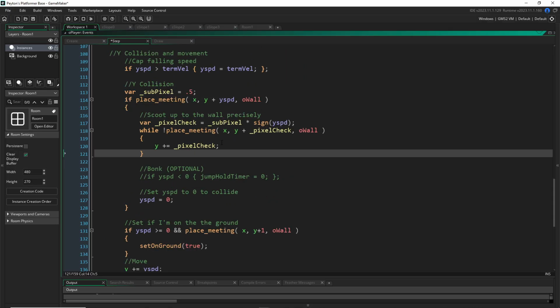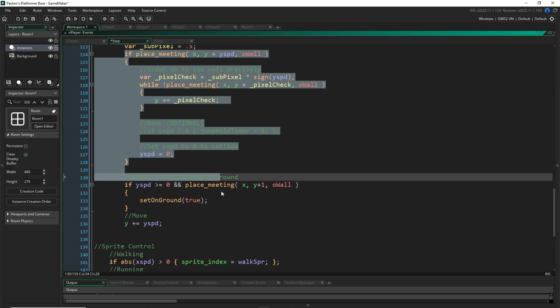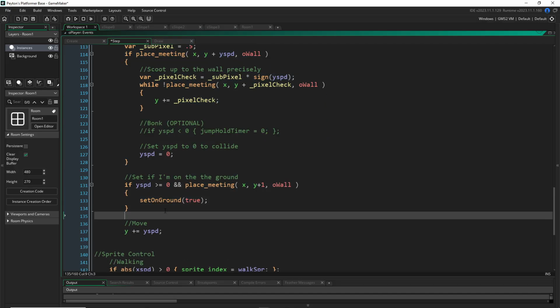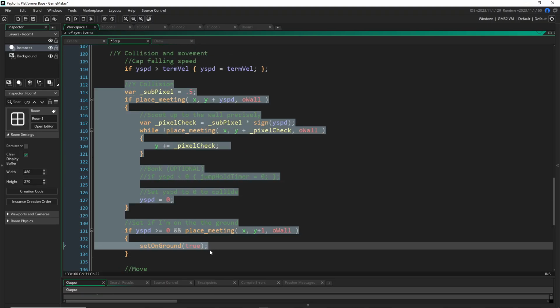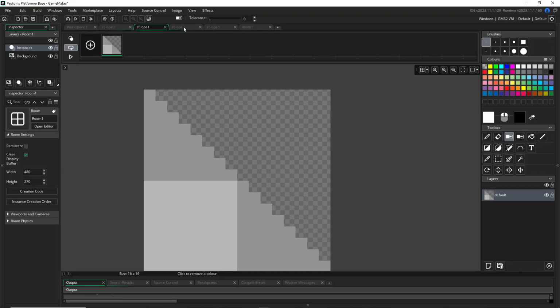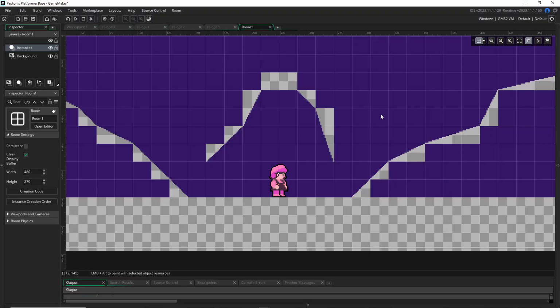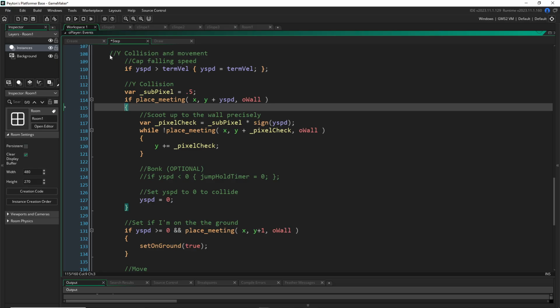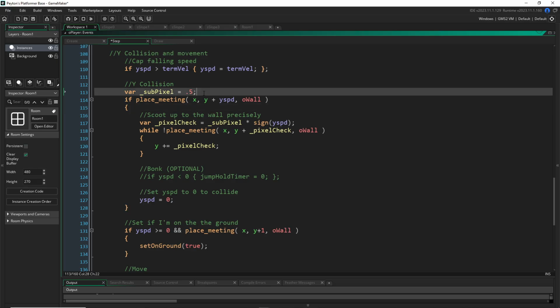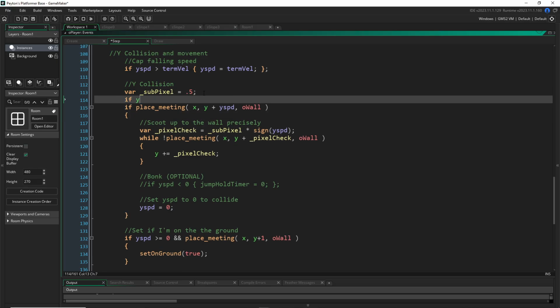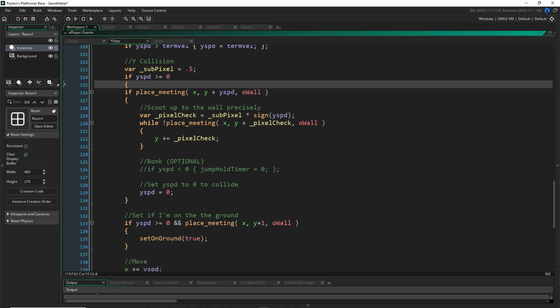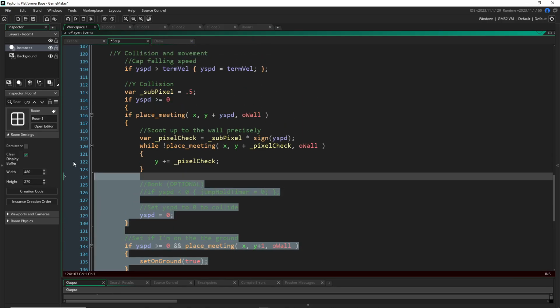Y collision. So first, we're going to take this section right here, and this is essentially just going to be if we're moving downwards. We don't ever want to slide down slopes in this direction. We only want to do this while going upwards. So we can keep our regular collision code here, and we can just put this in a big check like this. If Y speed is greater than or equal to 0, then we'll do this code.